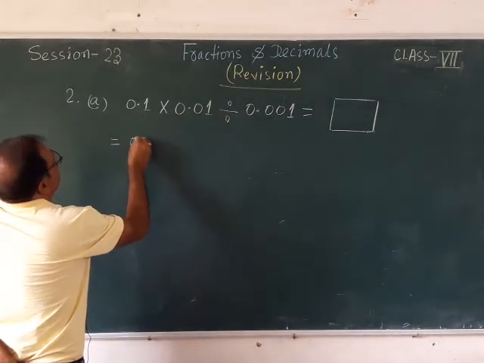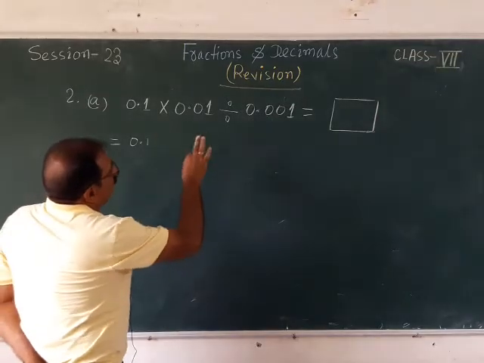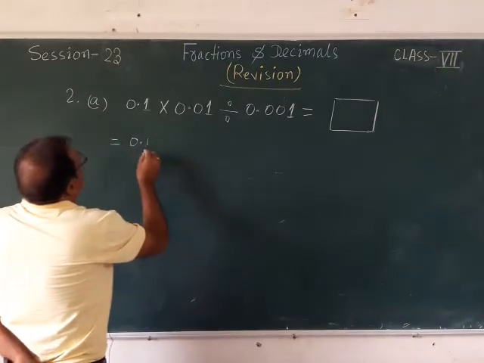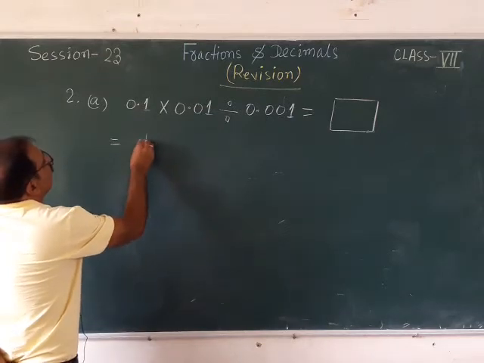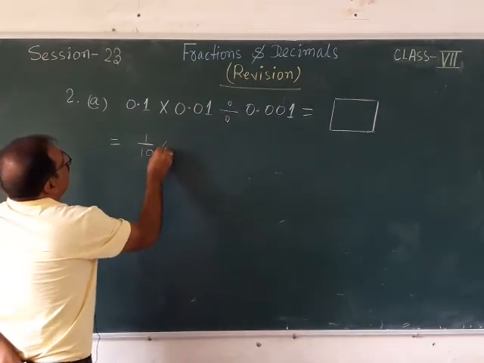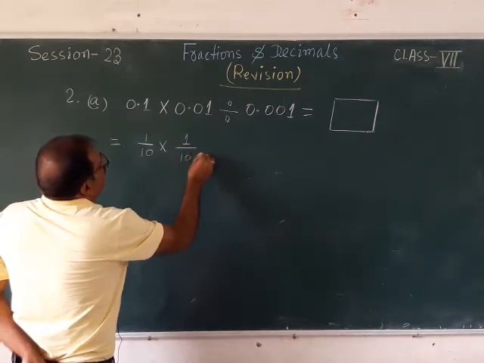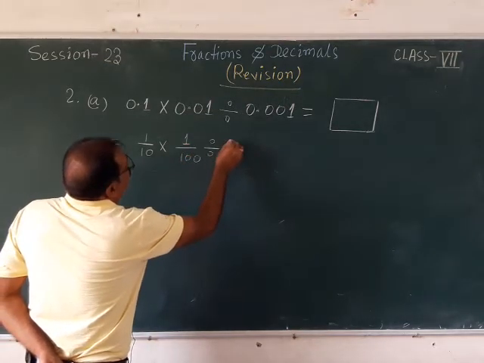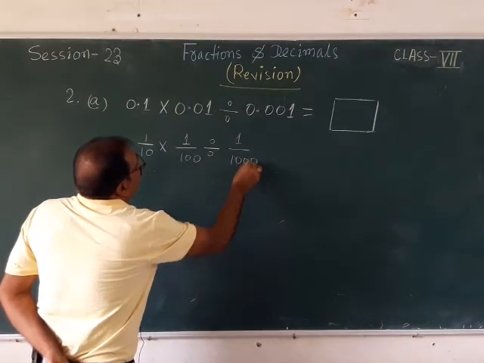That means it is clear that first of all you need to work for the division sign. So here 0.1, you know that it can be written as 1 upon 10, then 0.01 can be written as 1 upon 100, and 0.001 can be written as 1 upon 1000.